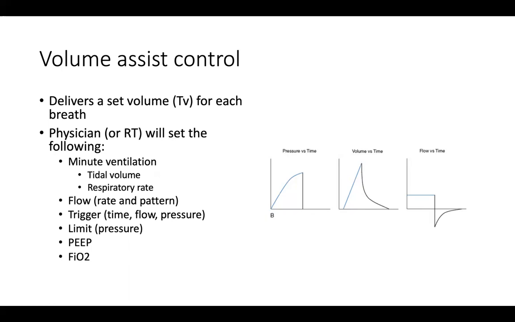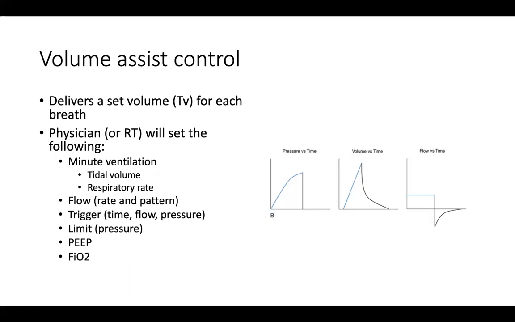We set the trigger, as in we tell the vent, these are the things that you will pay attention to that is going to make you then deliver a breath. And we set the limits. What are the parameters that the vent cannot exceed? And if they do, alarms are going to go off.